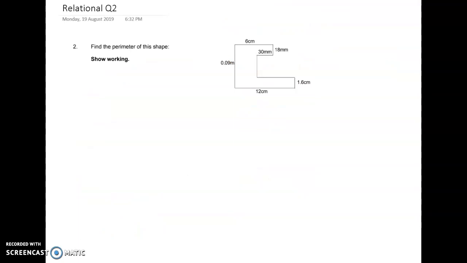Next question, find the perimeter of this shape. Well, this is one where we've got to be a little bit careful with what we've got. First thing is to get everything into the same units. And in here, we've got meters, centimeters, and millimeters. So I think I'm going to start by changing everything into centimeters. So 0.09 meters is equal to 9 centimeters.